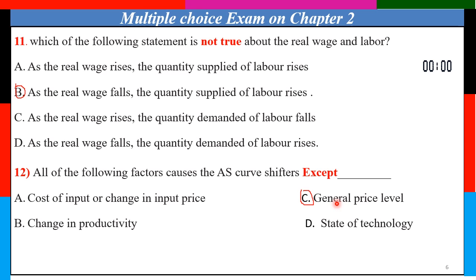The general price level can't shift the aggregate supply. Rather, we move along the same aggregate supply curve either upward or downward. A, B, and D are known as aggregate supply curve shifters.